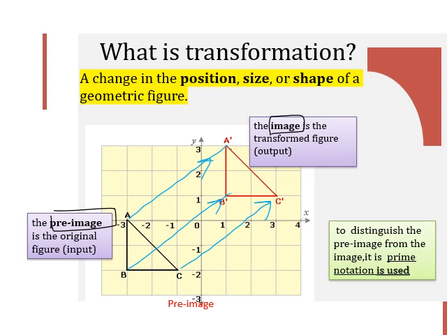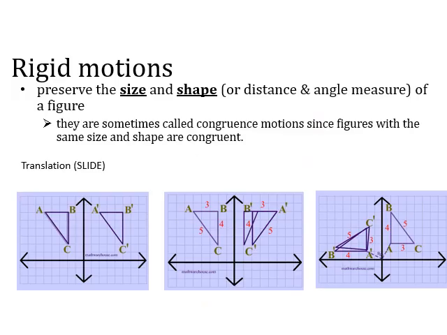Let's go into details about transformation and translation. Transformation comes in two parts, rigid and non-rigid. Rigid motions preserve the size and shape, or distance and angle measures. When I say size, it's the same size, the same shape, nothing changes. If you look at the first one, we have translation. Translation is when there is a slide of the figure.